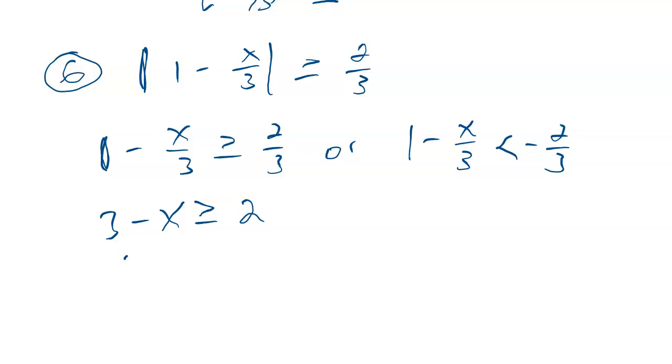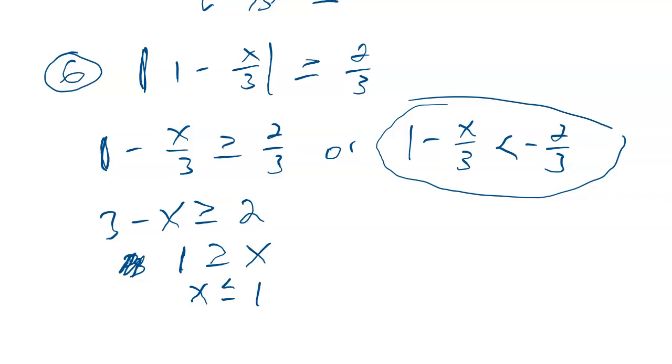Move over the x, I guess, and move over the 2, so that'd be 1. So I get 1 is greater than or equal to x, or x is less than or equal to 1. When I solve this guy over here, in similar fashion, I'll multiply both sides by 3. I get 3 minus x is less than negative 2. I'll move the x over. At the same time, I'll move over the 1.